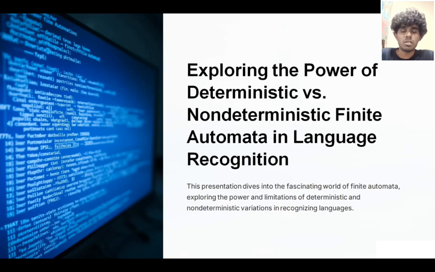Today my topic is Theory of Computation: Exploring the Power of Deterministic versus Non-Deterministic Finite Automata in Language Recognition. This presentation dives into the fascinating world of finite automata, exploring the power and limitations of deterministic and non-deterministic variations in recognizing languages.